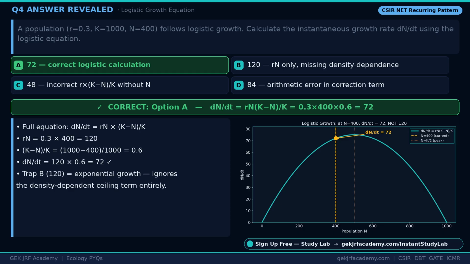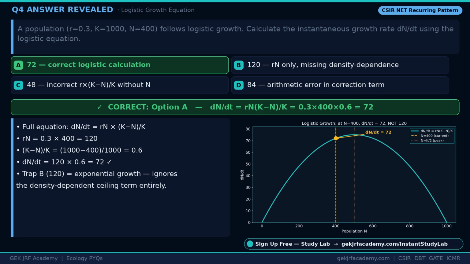Step 1. R times N equals 0.3 times 400 equals 120. Step 2. K minus N divided by K equals 600 divided by 1000 equals 0.6. Step 3. dN over dt equals 120 times 0.6 equals 72. The most common wrong answer is 120, which is simply R times N, ignoring the density-dependent term entirely.